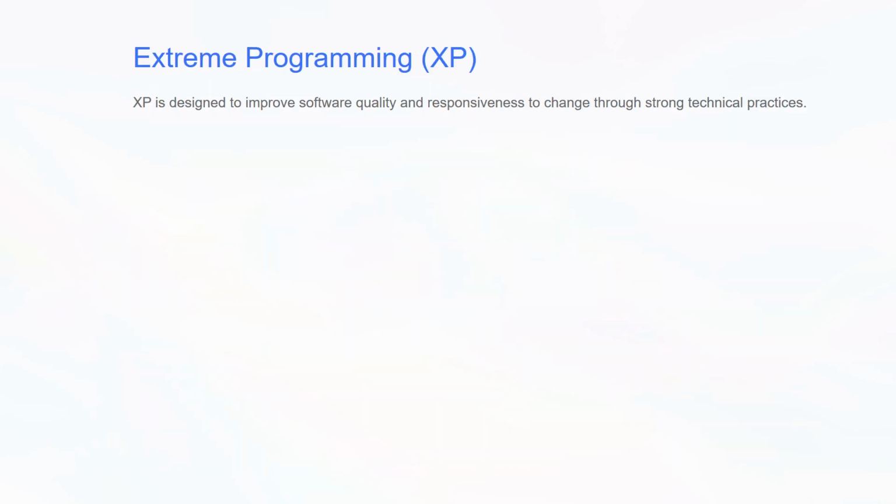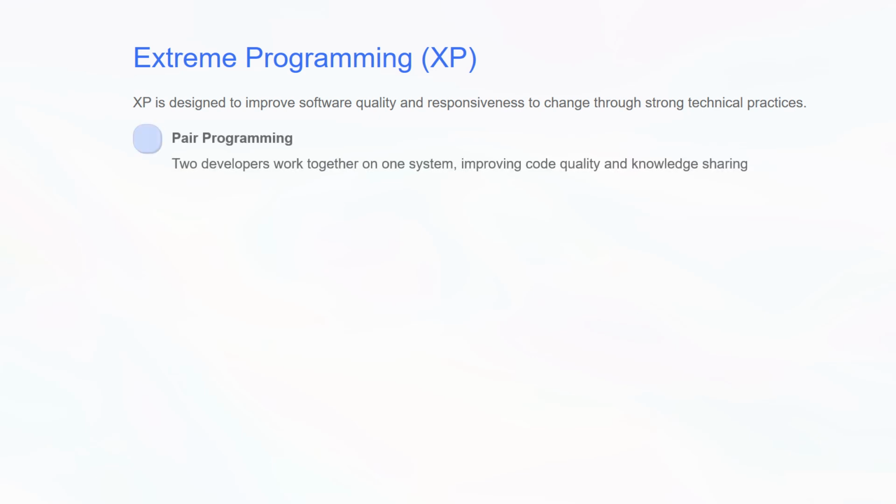Now, let's discuss extreme programming, also known as XP. XP is an agile methodology that focuses mainly on improving software quality and handling changing requirements effectively. It uses a set of strong technical practices to achieve this. One important practice is pair programming, where two developers work together on the same code. This helps in reducing errors and improving code quality. Another key practice is test driven development or TDD. In this approach, developers write tests before writing the actual code, which ensures that the code works correctly from the beginning.